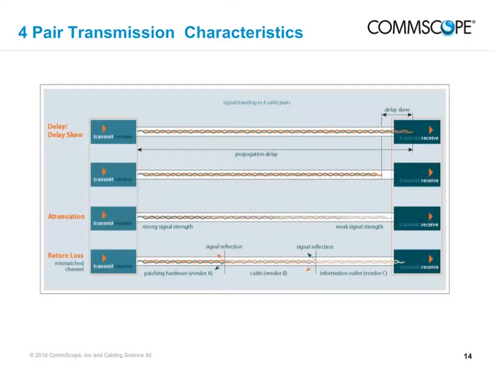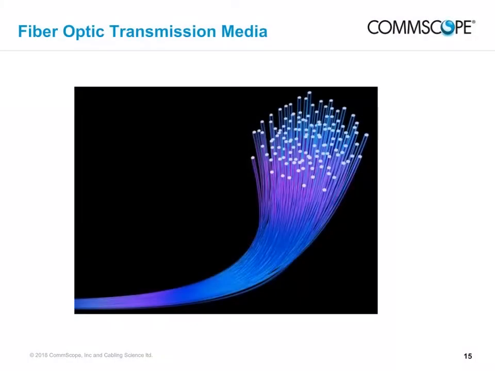Propagation delay is the time required for a signal to travel from one end of a pair to the other end. Delay skew is the difference in propagation delay of the two pairs with the most and least delay. All of these parameters are important to signal transmission. Now, let's move on to fiber optic cables.